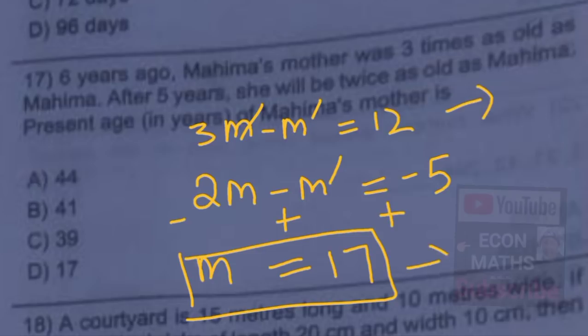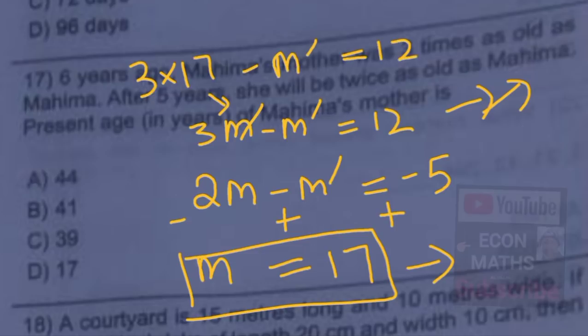So we can put m in either of the two equations. So we will put the value of m in the first equation. So we have 3 into 17, that is m is equal to 17, minus m dash is equal to 12. Okay, now 3 into 17: 3 sevens are 21, 3 ones are 3, plus 2 is 5, this is 51.